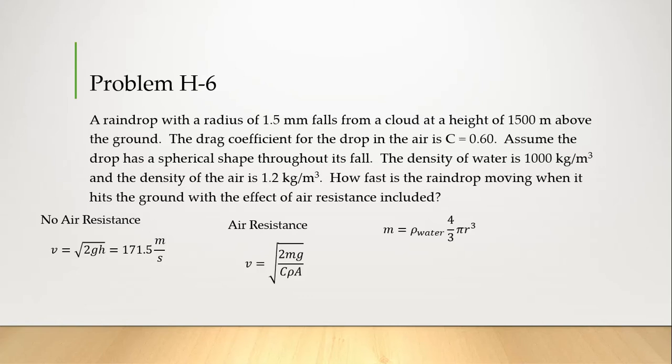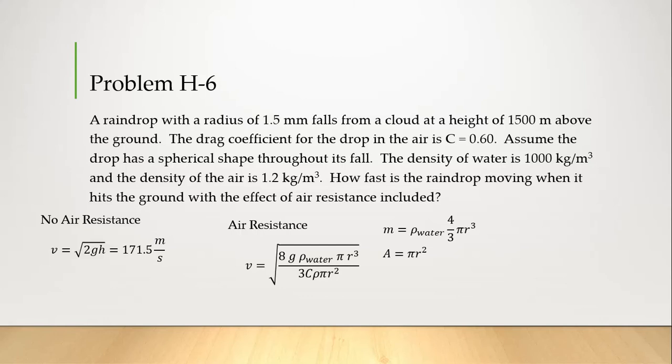So first thing we want to do is figure out the mass of the raindrop itself, and here I do density of the water, 4/3 pi r cubed. The cross-sectional area is really pi r squared, because the raindrop is a sphere. And so if I substitute those in there, I end up with an equation that looks like this, which is kind of a big mess.